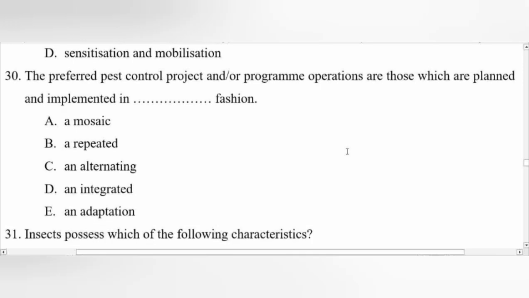Then question number 30. The preferred pest control project and all program operations are those which are planned and implemented in what fashion? Option A, in a mosaic fashion; B, a repeated fashion; C, an alternating fashion; D, an integrated fashion; and E, an adaptation fashion. Our best option here should be the integrated option.